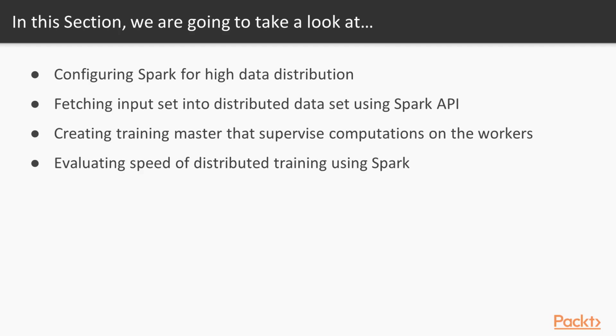So we'll start from configuring Spark for high data distribution. Next, we'll be fetching the input set into a distributed dataset using the Spark API. In the third video, I'll be creating a training master that supervises computations on the workers. Finally, we will be evaluating the speed of distributed training using Apache Spark.